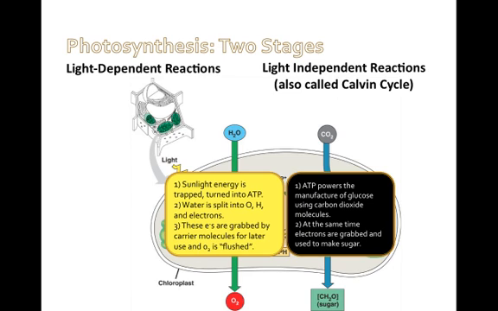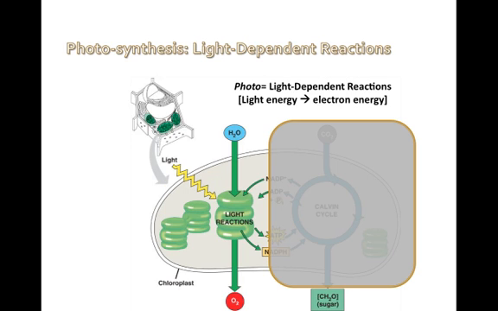And in the dark reaction, we have ATP that powers the manufacture of glucose. So CO2 actually becomes part of a sugar molecule. And so that requires energy, and that energy is actually generated first in the light-dependent reactions, and then that energy is transferred over to the dark reactions where the real construction of sugars occurs.